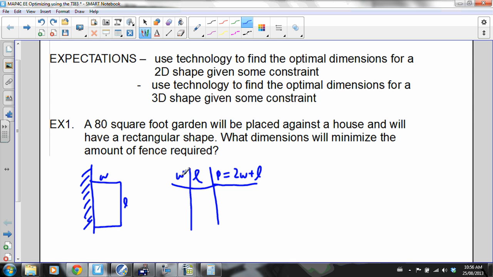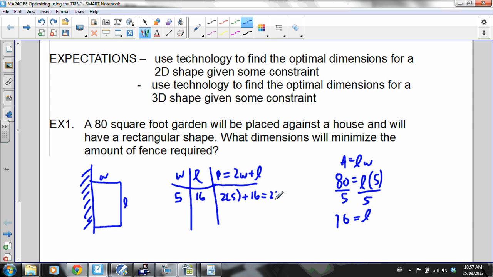So on a spreadsheet we'd pick something really small like 0.1 or 1 maybe, but just to make the numbers easy, I'm going to pick 5 here. And so then I need to figure out what L is so that I get an area of 80, right? Remember, it's basically this little formula where I know that the area has to be 80. I've picked W to be 5, and then I'm going to divide both sides by 5 to figure out what L is. In this case, L is 16, right? So 80 divided by 5 is 16, and then I can figure out what the perimeter is. Well, it's 2 times 5 plus 16, and I got 26.